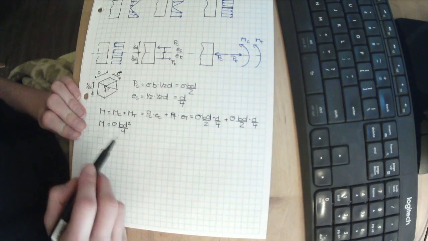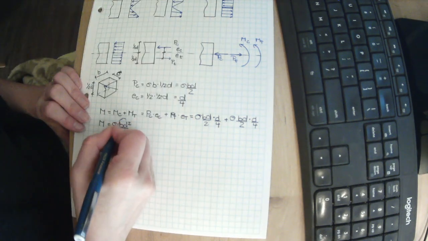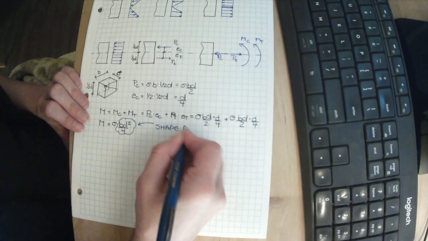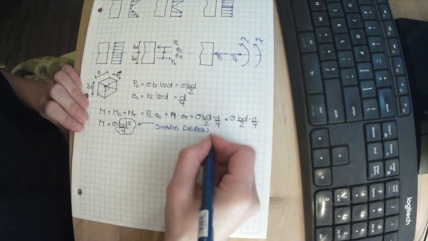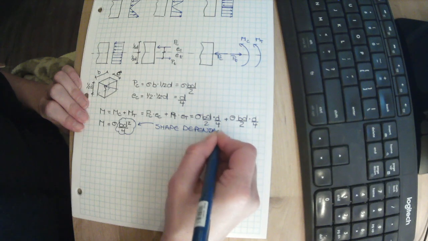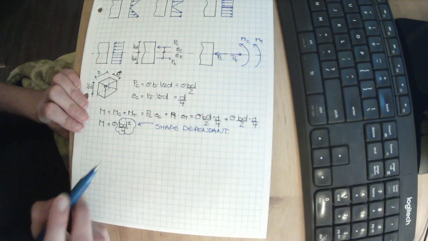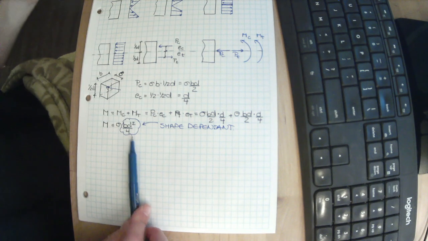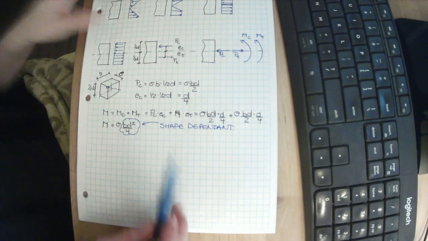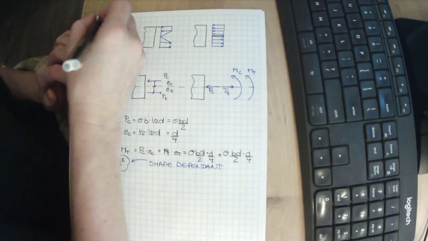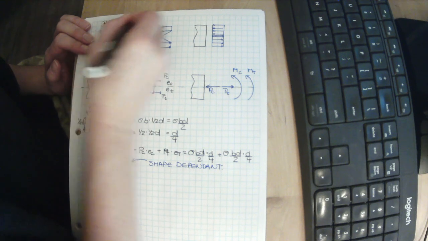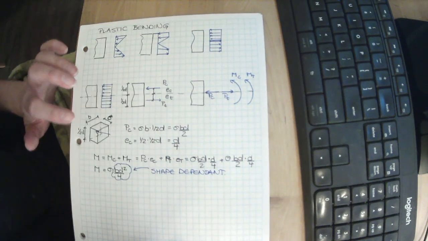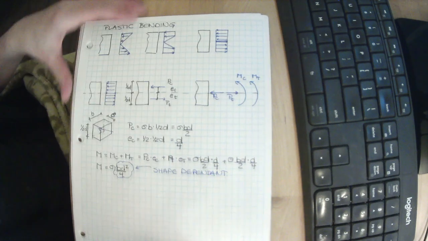Well, this looks very similar to our last one. What if we did the exact same thing? This is a shape property. It's shape dependent. Okay, so we could say that this is a different shape property that we give it. This was very explicitly plastic bending. So plastic bending, not to be confused with our elastic bending. Remember, concrete can't do this. Wood can't do this. Steel can.